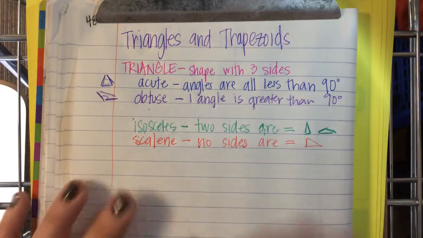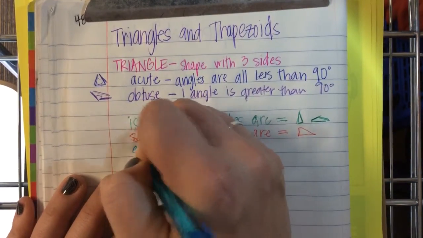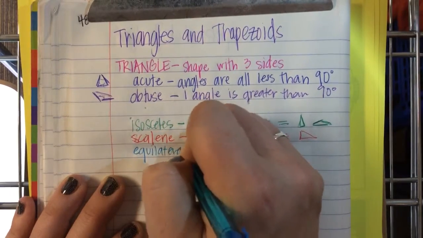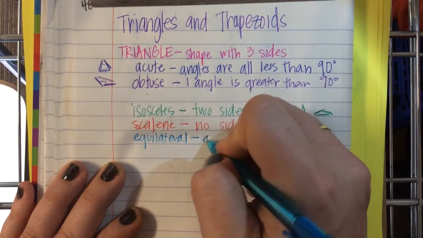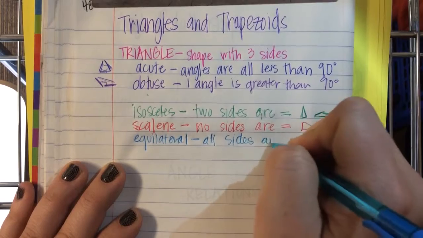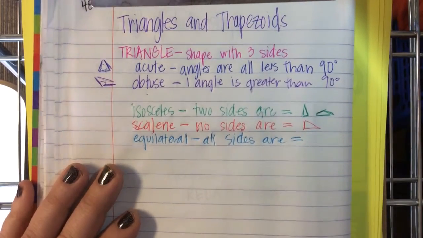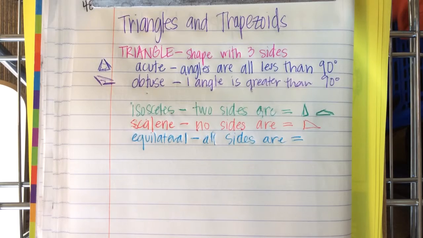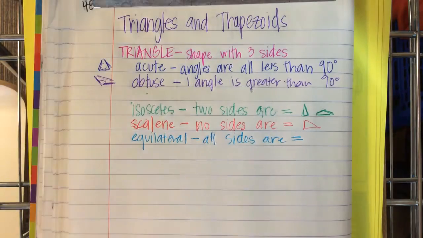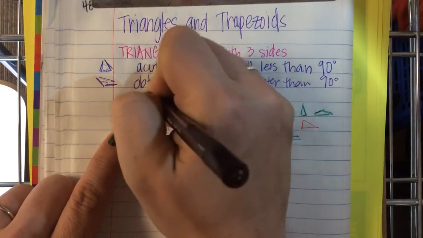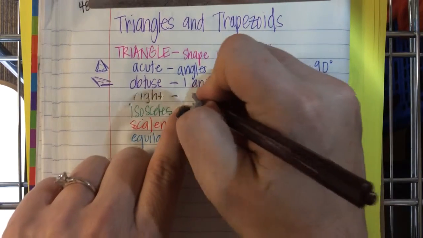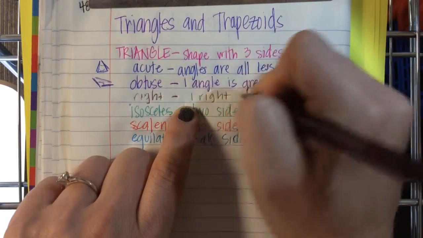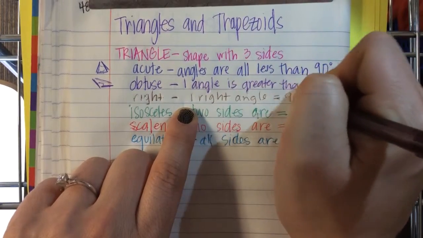That one you're trying to think of, Michael, was an equilateral. Savvy, what's equilateral mean? All sides are equal. There's one more type of triangle. Yep. A right triangle. And what does a right triangle have? One right angle, which is 90 degrees.